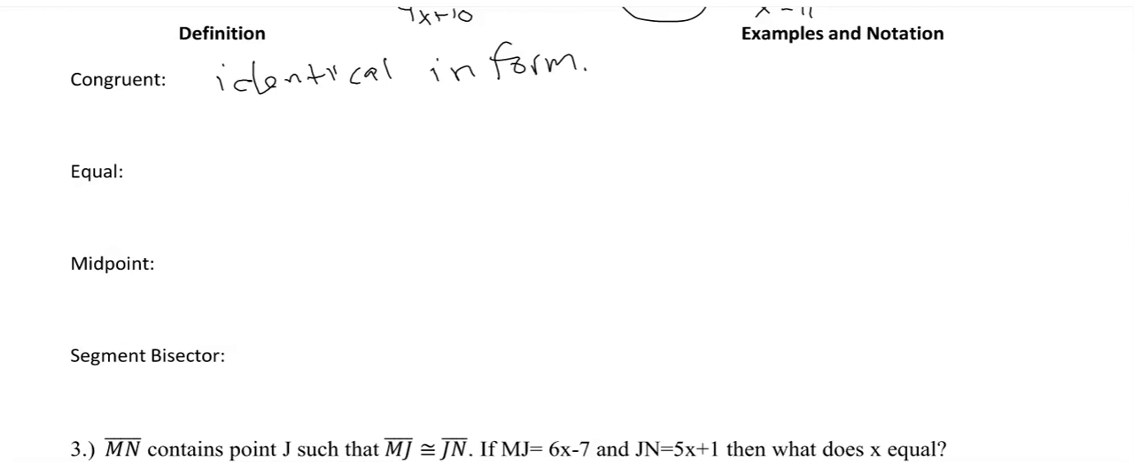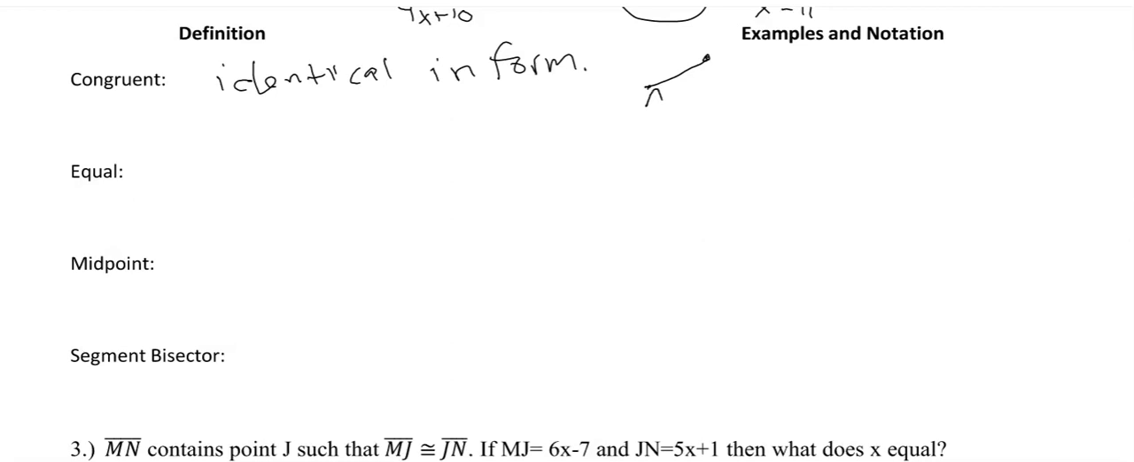Let's say we had a Ford F-150 pickup truck, and then we had another Ford F-150 pickup truck, and they were the same year, the same model, everything, but one was blue and one was red. Would they be congruent? Are the objects congruent? Yes, they are. You can change the color, but they're identical in form. Okay? So let me show you one.